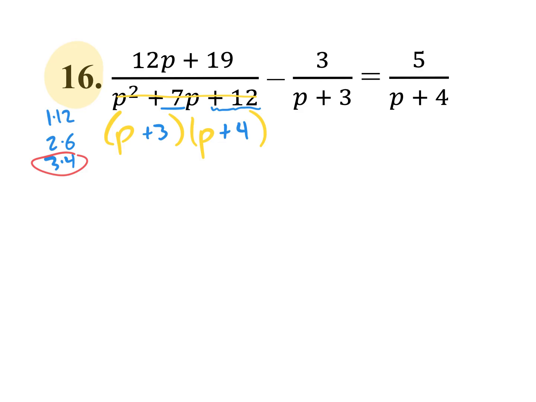Why did I do that? Because that makes our lives a lot easier. When you want to get rid of a fraction, like let's say you want to get rid of this fraction, you're going to multiply everything by that binomial p plus 4. So you're going to put a p plus 4 right there, right there, and right there. So of course the p plus 4, because it's in factored form, cancels with the p plus 4.